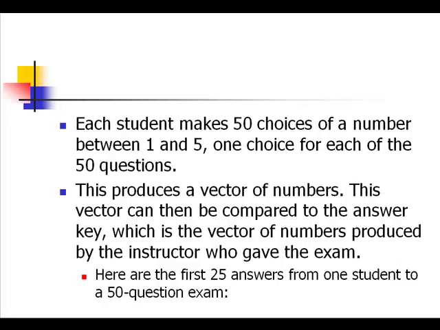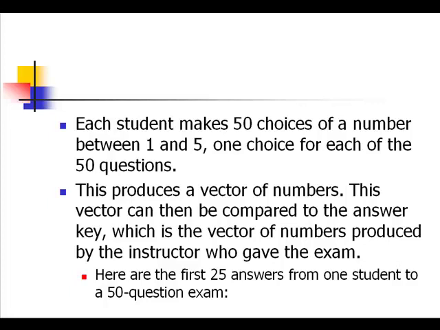Now, each student makes 50 choices of a number between 1 and 5, one choice for each of the 50 questions. So you get a vector of numbers, right? A simple line of numbers, just like a profile matrix, a line of numbers. And you can compare that line of numbers to the answer key. The answer key is the vector of numbers produced by the instructor who gave the exam.